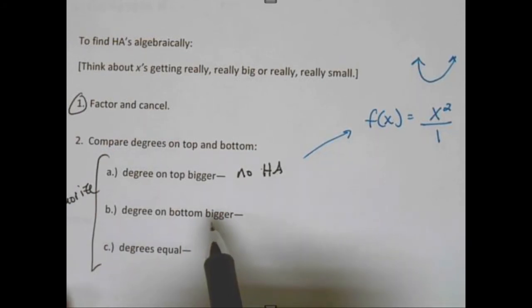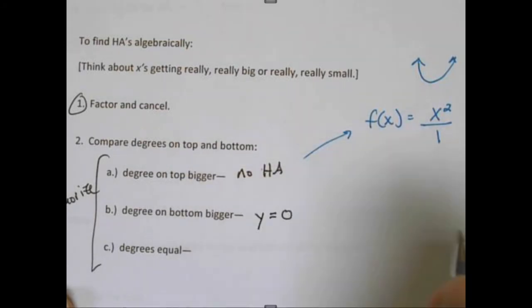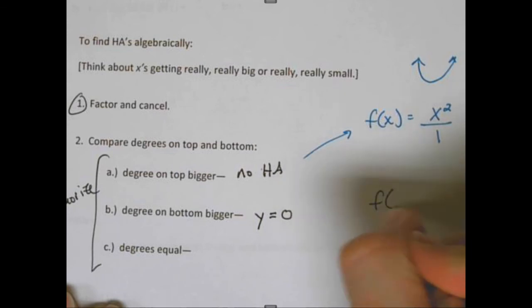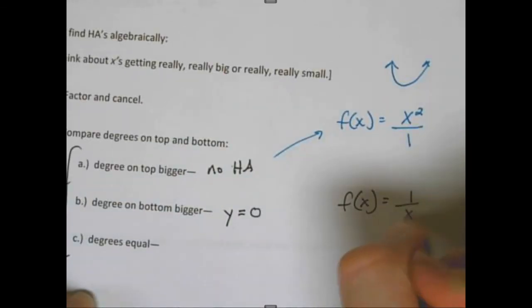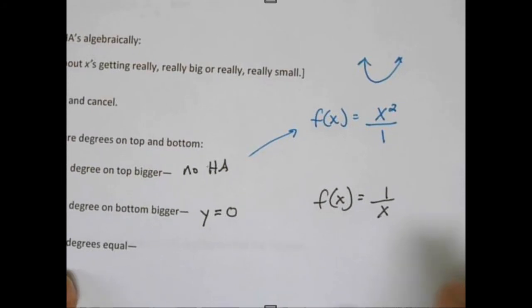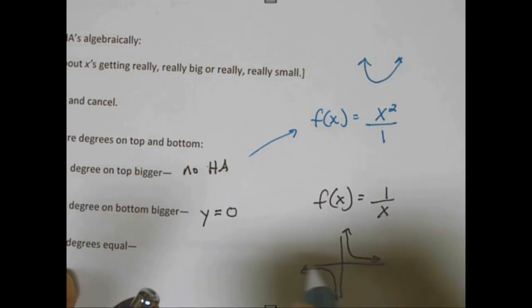If the degree on bottom is bigger, then the horizontal asymptote is y equals 0. And this is just your parent function graph, the graph of 1 over x. If you want to memorize one of these rational functions, they all start looking something like this. And it's got this asymptote on the x-axis and on the y-axis also.